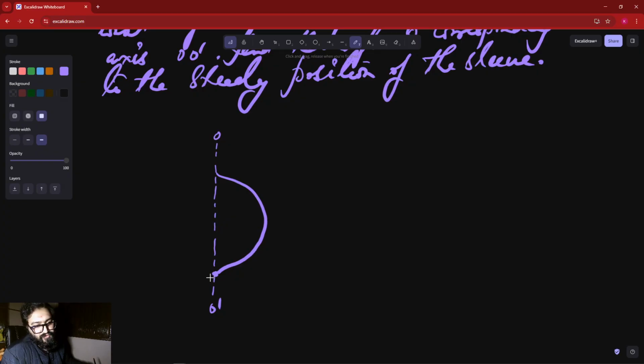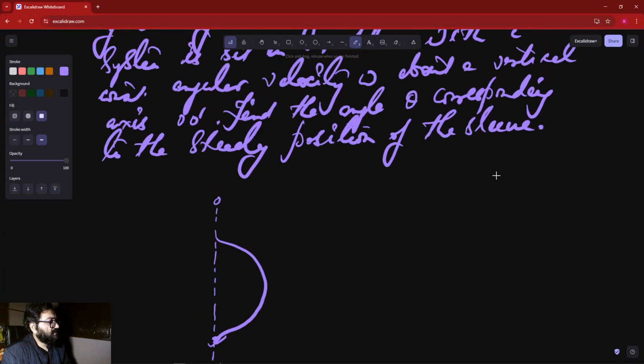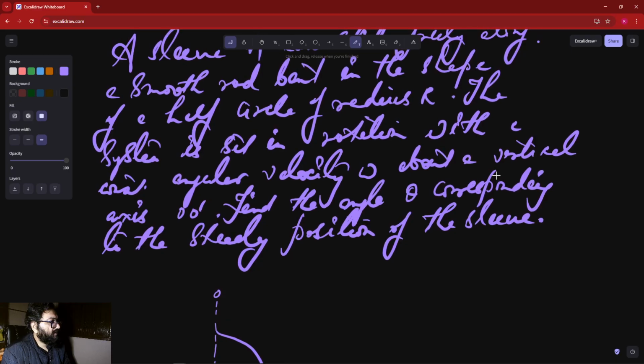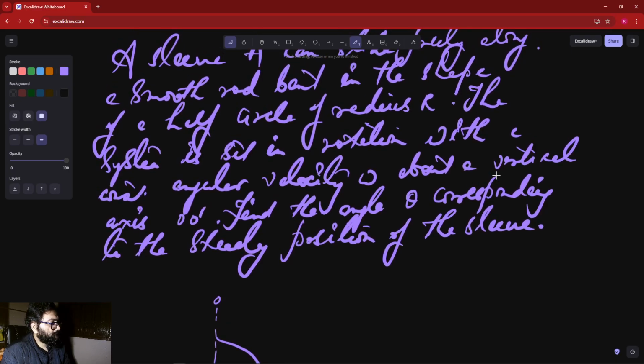There won't be any need of centripetal force. So the normal force which the rod is going to apply is going to balance the weight of the sleeve as well. Once the rotation starts, this is one of the positions which is stable. Now there is one more position wherein the sleeve can be stable, and that is what I am expected to find out.